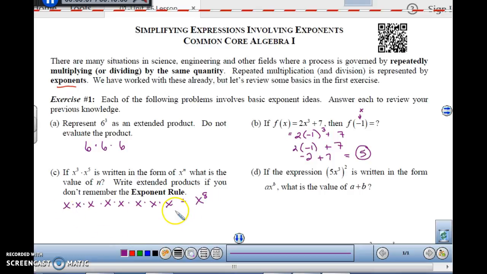Now, instead of having to write this out every single time, we can just say x to the third times x to the fifth is x to the 3 plus 5, which is equal to x to the 8th. This is what we're doing when we're doing this. Okay, so that is in the form x to the n, n will be equal to 8.